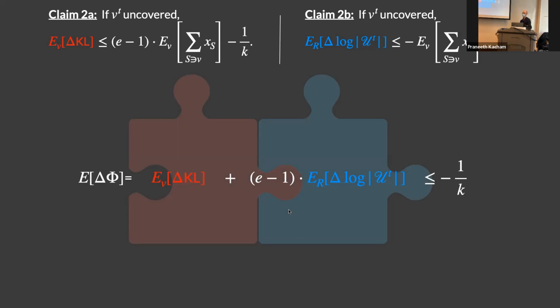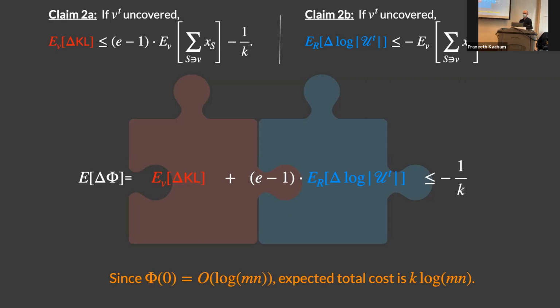Okay. And just right. So this gives the bound that I claimed. Since the initial potential is something like log mn, and it decreases by 1/k in every round, you get k log mn in total.